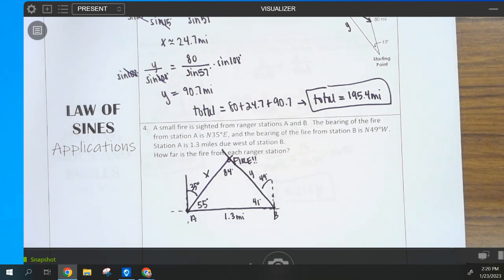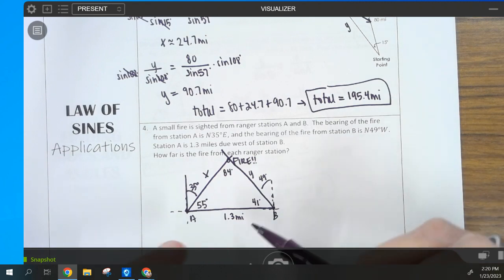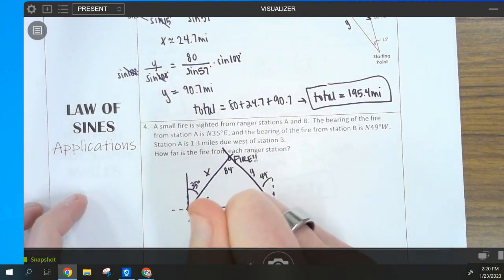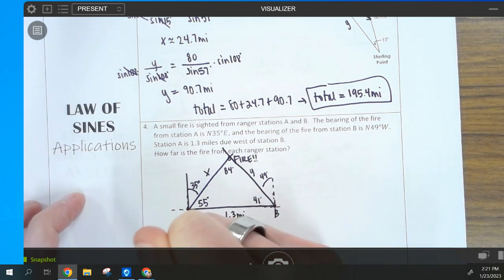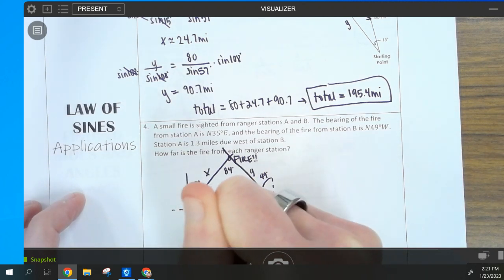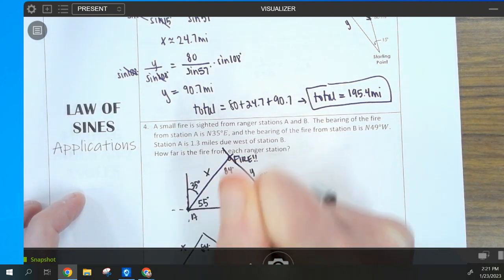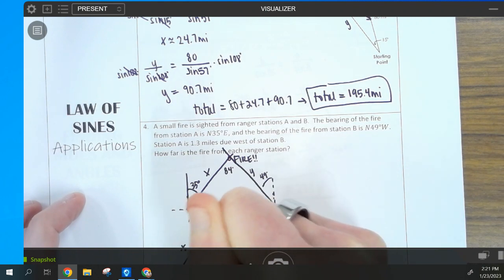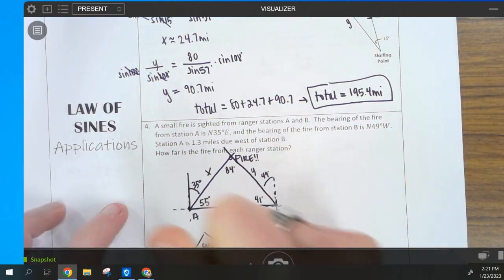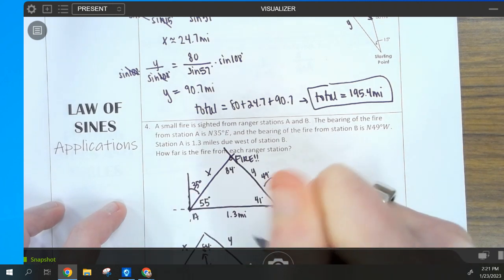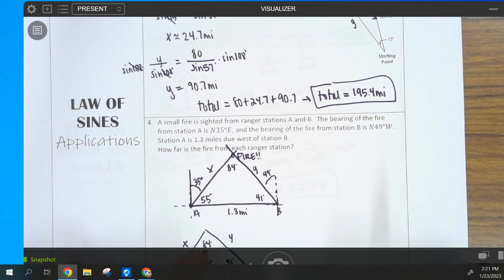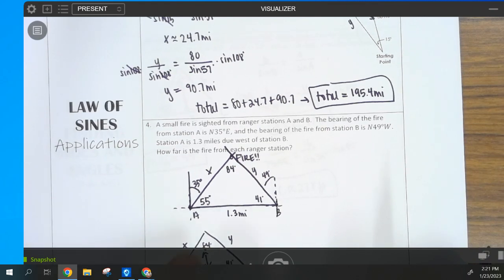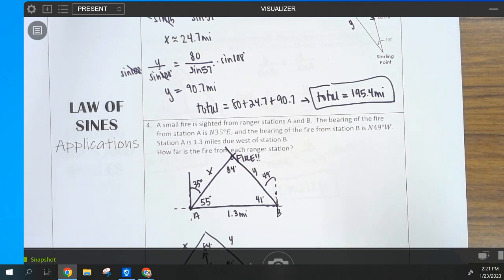Once I do that, now I can see in this diagram, and if it helps you to redraw it without all the extra stuff, feel free to do that. We've got A, B, 84, X, Y, 1.3, 55, and 41. So here's that angle opposite side relationship that we always want. So that's how I know I can use my law of sines.